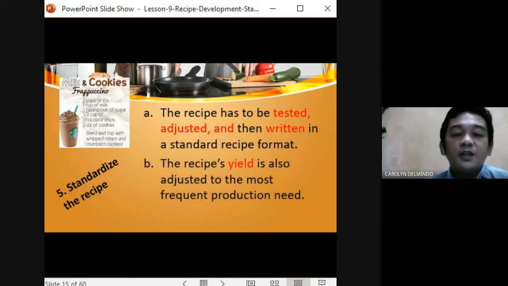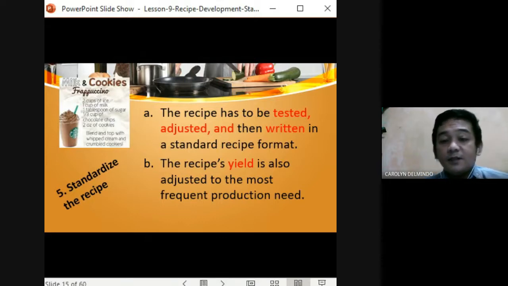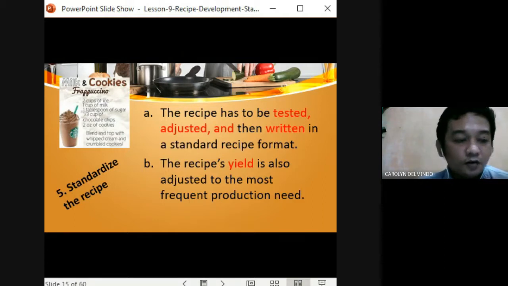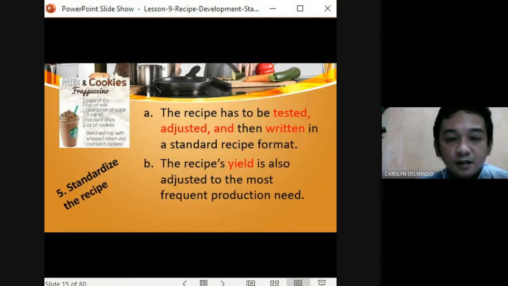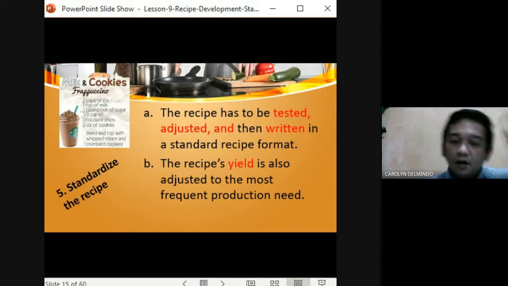Okay, first one is the recipe should be tested, adjusted, then written in standard recipe format. We have standard recipes, right? But in creating our own recipes, it should be tested, adjusted, and written in a standard recipe format. Okay, I'll give an example.